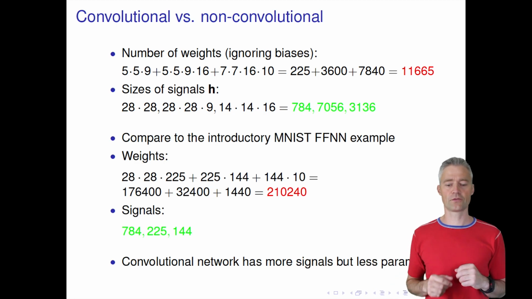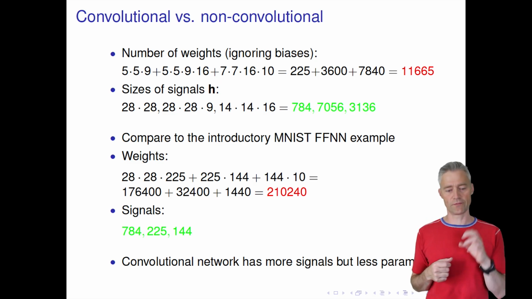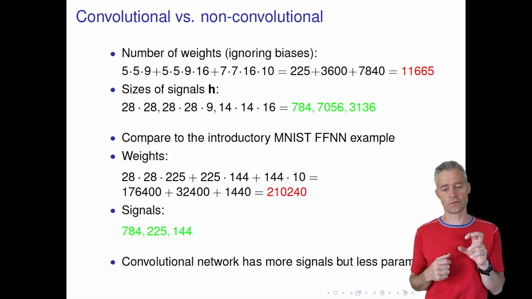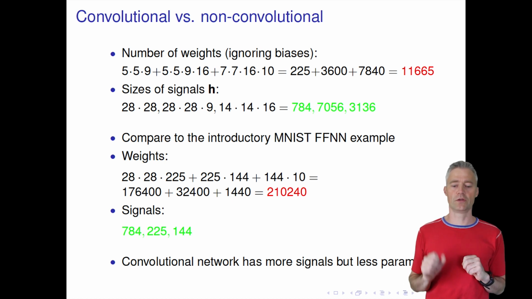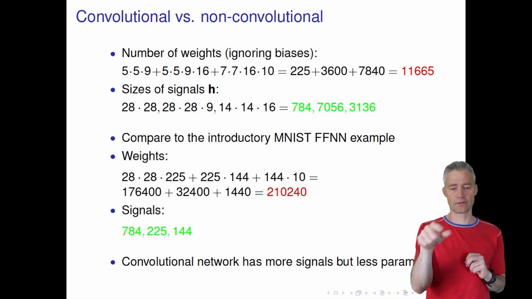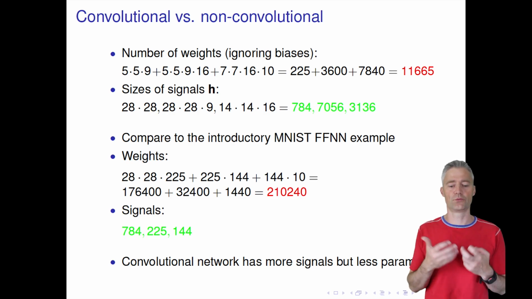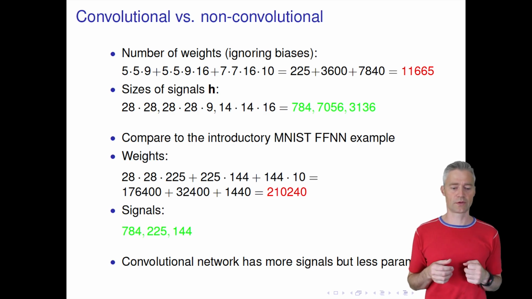We can compare this to the MNIST feed-forward neural network example, where we chose to have 225 hidden units in the first layer and 144 in the second layer, and then of course 10 outputs. I think they have been ignored in the calculation from above, but that's still quite a small number. That gives us more than 210,000 free parameters in that network. So that means that we could actually risk overfitting with this kind of network.